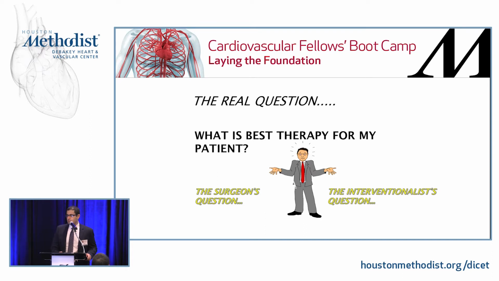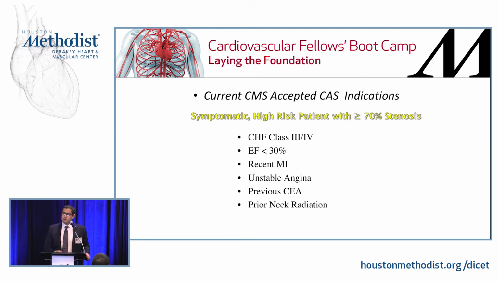Again, to just summarize, what should you offer your patients? If the patient is symptomatic with more than 70% stenosis on the ultrasound, and they have a high cardiac risk, CHF, ejection fraction less than 30%, recent MI, unstable angina, or previous CEA or radiation field, offering carotid artery stenting and knowing their anatomy and knowing their lesion length probably would be beneficial to offer the patient with carotid artery stenting.